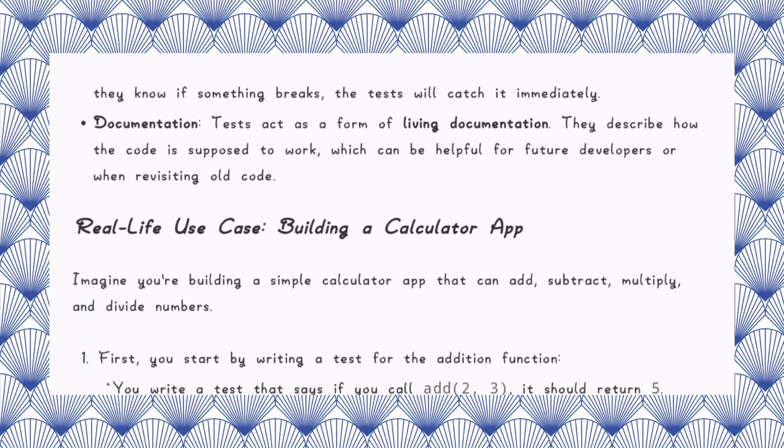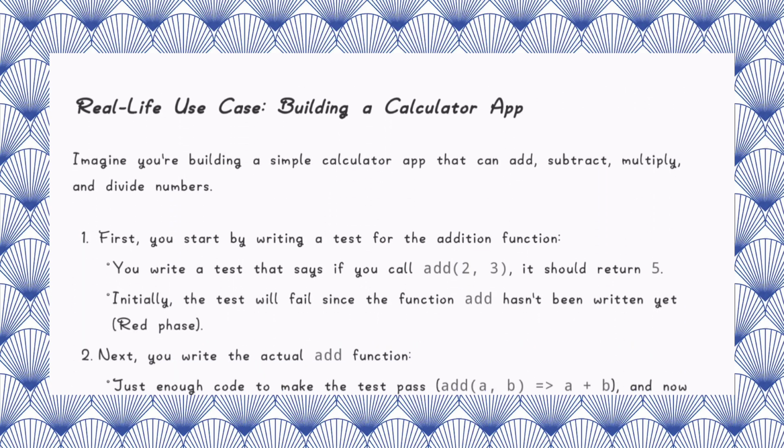Real-life use case. Building a calculator app. Imagine you're building a simple calculator app that can add, subtract, multiply, and divide numbers. 1. First, you start by writing a test for the addition function. You write a test that says, if you call add(2, 3), it should return 5. Initially, the test will fail since the function add hasn't been written yet. Red phase.